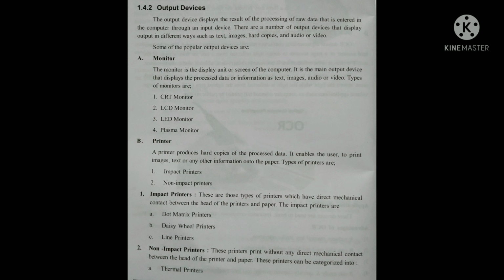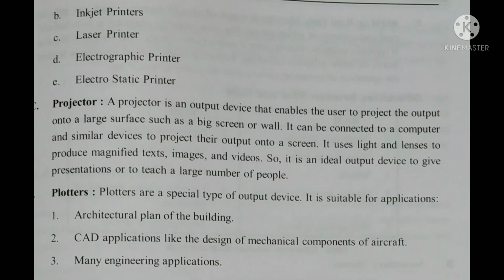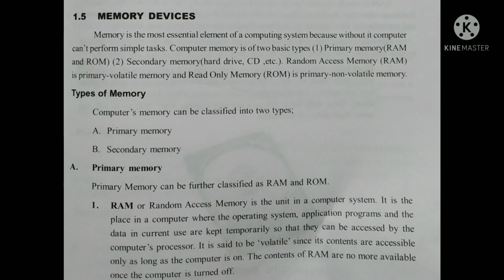Then you can go for another topic, that is memory devices. Memory is the most essential element of a computing system because without it, a computer can't perform simple tasks. Computer memory is of two basic types. The first one is the primary memory, that is RAM and ROM. Secondary memory: hard drive, CD, etc.